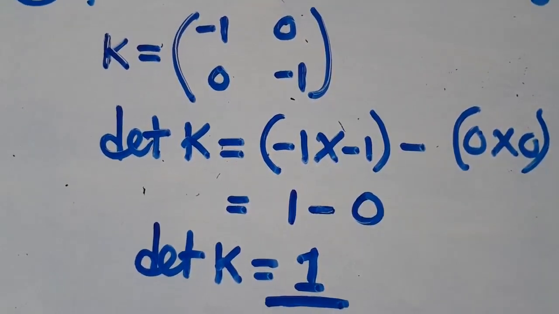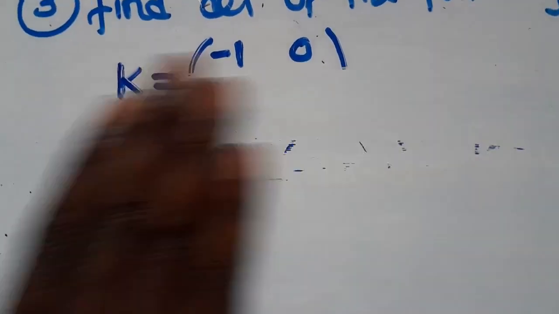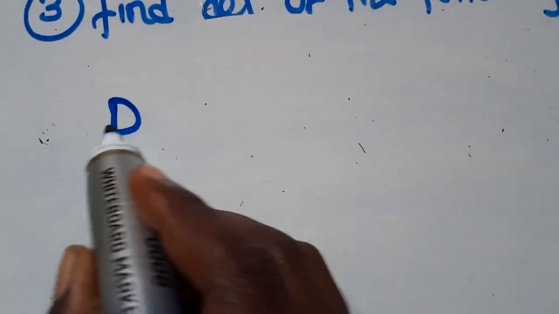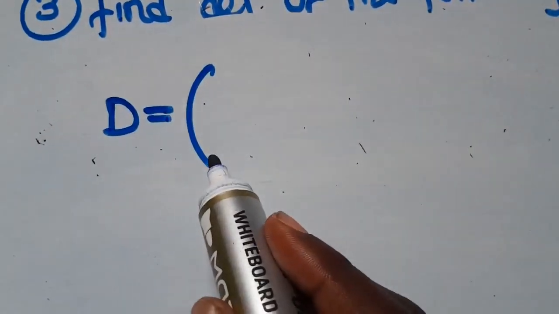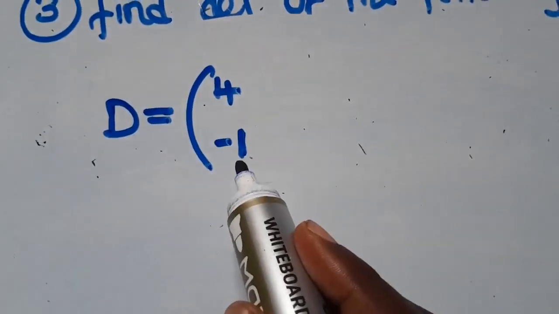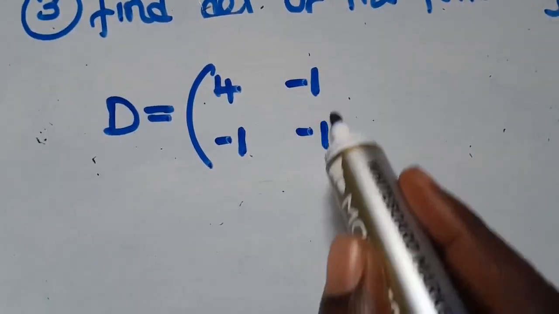Let's move to the other part. The other part is D is equal to 4, -1, -1, -1, like this.